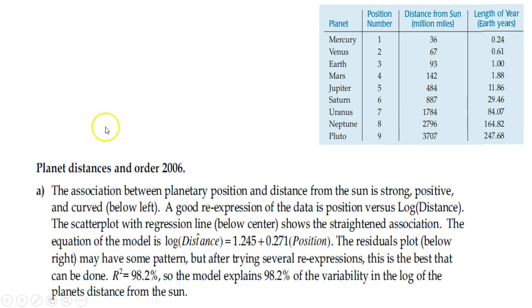So the point is you would notice a pattern, and you could plot them all to see that on your own, but the residual plot may have some pattern. After trying several re-expressions, meaning maybe you try to log both, what you're going to realize is this is the best fit that you could get. You log the distance, but not the position. And you would realize that 98.2% of the variability in the log of the planet distance from the sun is expressed.